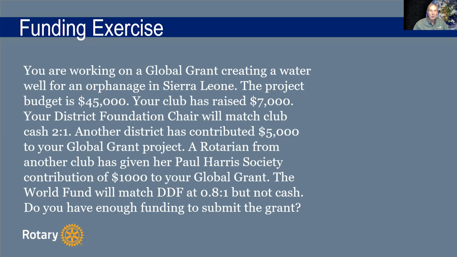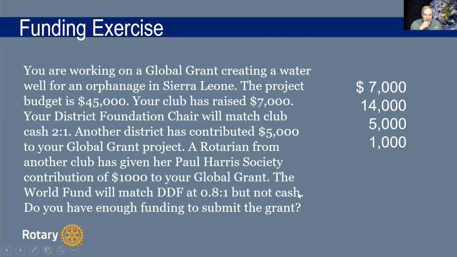Okay, let's add them up. What's the first number you got? It says your club has $7,000. Okay, so you got $7,000. Now your district foundation chair is going to match the club cash. That's $7,000, that's cash. And it's going to go to the foundation. Your district foundation chair is going to match it 2-to-1. $14,000. Don't have enough yet. Another district has contributed $5,000 to your global grant. Okay, we maybe helped you get that. But okay, so there's $5,000. Then you got this Rotarian from another club that gave her Paul Harris Society contribution. That's $1,000.